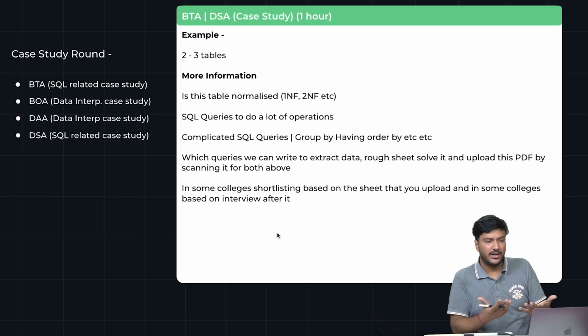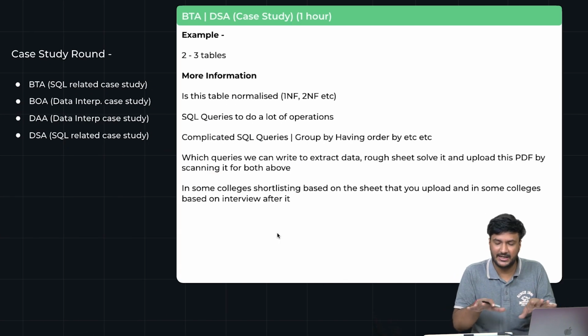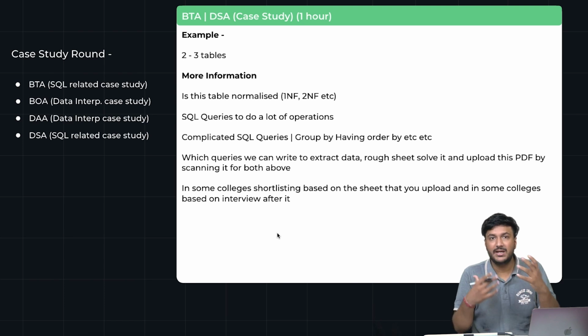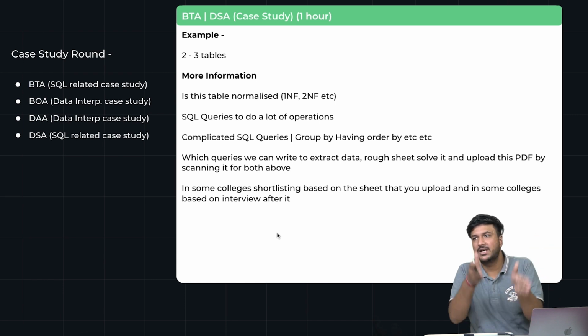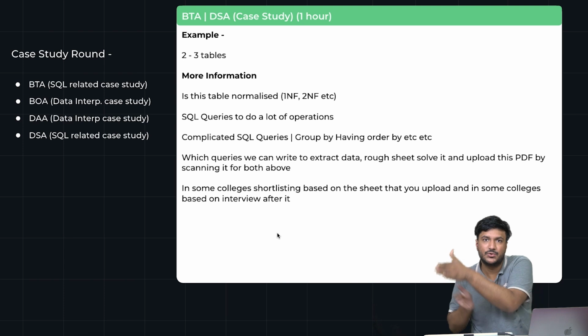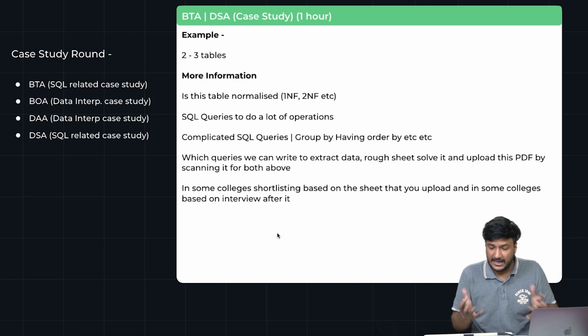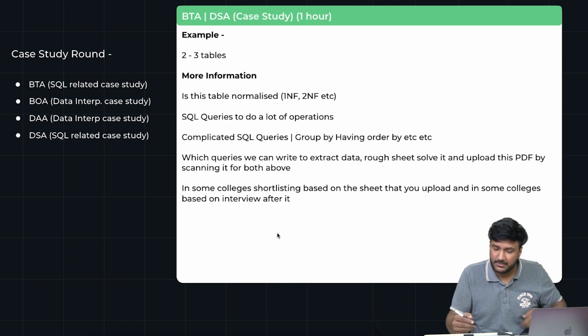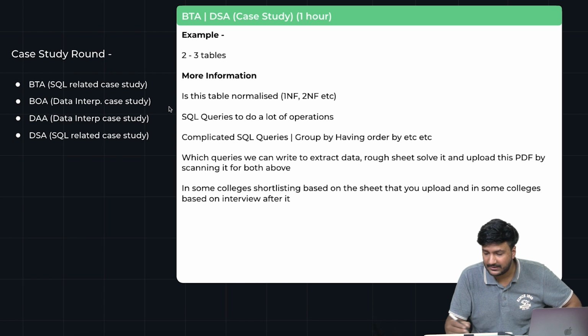For BTA, this is not the case. What they'll be doing is giving you 2-3 different tables. These are not tables like bar charts or pie charts. This is like an SQL table: first name, last name, name of the person, employee ID, age, salary, so on and so forth, like 2-3 different tables. And based upon these tables, there would be questions like, are all these tables normalized in 1NF, 2NF, BCNF, 3NF, so on and so forth, and SQL queries to do a lot of operations.